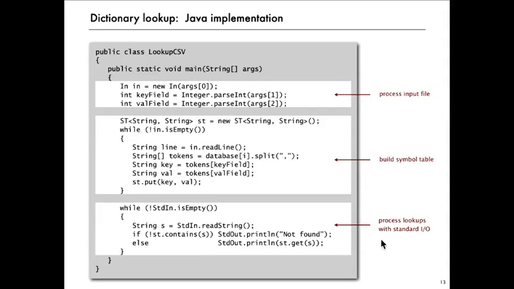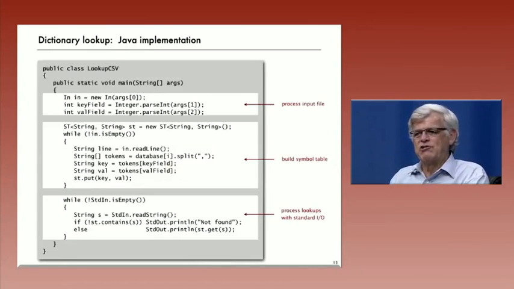Then from standard input, we take queries, just read a string, check if the symbol table contains the string. If it doesn't, print not found, and if it does, print the value associated with the key. So a very small amount of code based on our symbol table implementation that gives us the dictionary functionality.